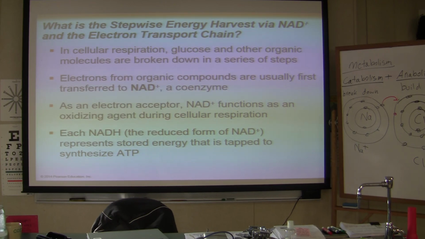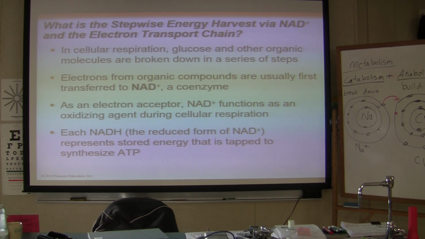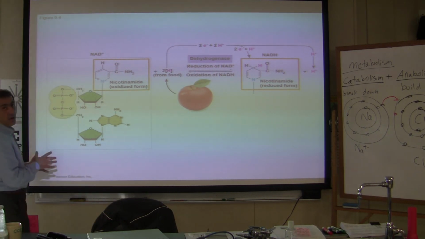Okay, what is the stepwise energy harvest via NAD and the electron transport chain in cellular respiration? Glucose and other organic molecules are broken down in a series of steps. Electrons from organic compounds are usually first transferred to NAD, a coenzyme. We talked about that. And as an electron acceptor, NAD functions as an oxidizing agent during cellular respiration. Each NAD, all of this will make sense with pictures. If I read it to you, it's just, I hope, here it is. Okay, great. So this is the picture of NAD.